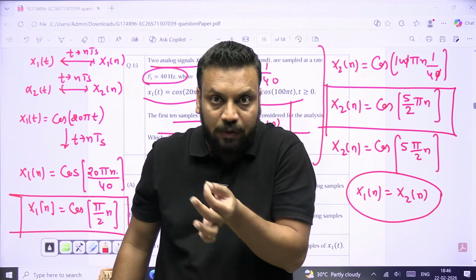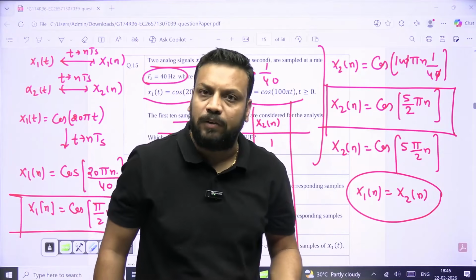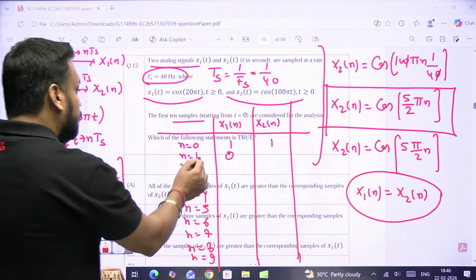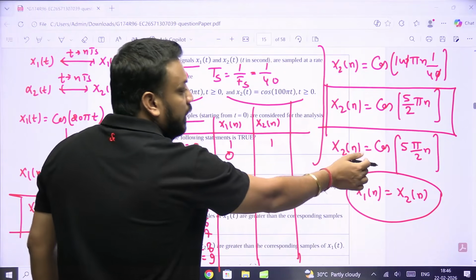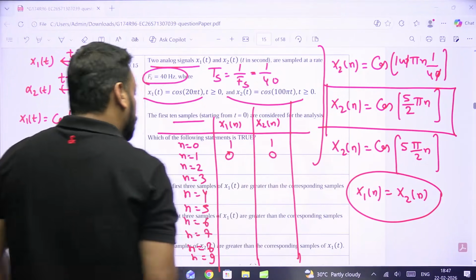cos 3 pi is minus 1, cos 5 pi is minus 1, right? So an odd multiple of pi gives minus 1, an even multiple of pi gives plus 1, and an odd multiple of pi by 2 always gives 0, okay sir. So if we put n equal to 1 here, we get cos 5 pi by 2, which is 0.